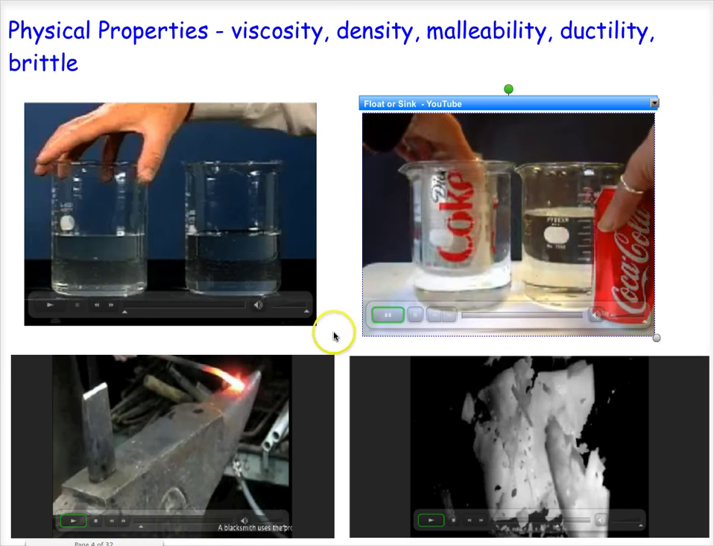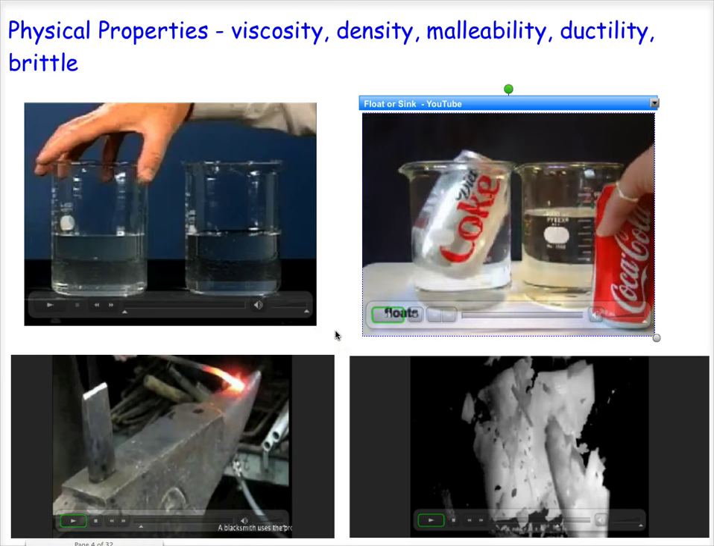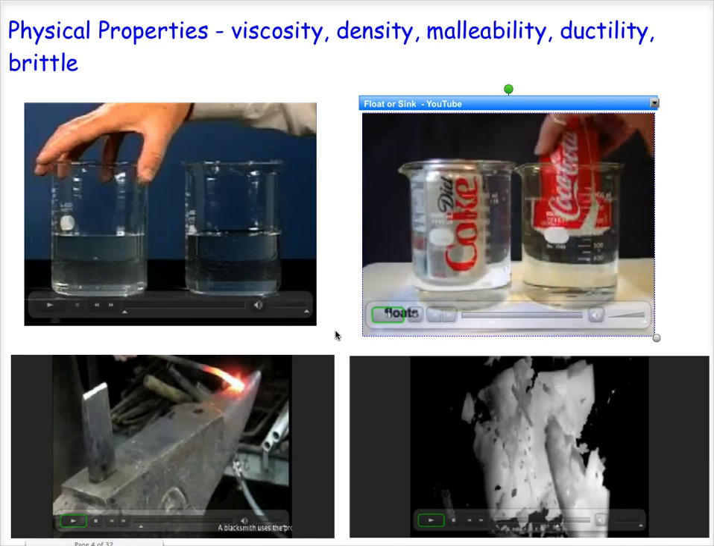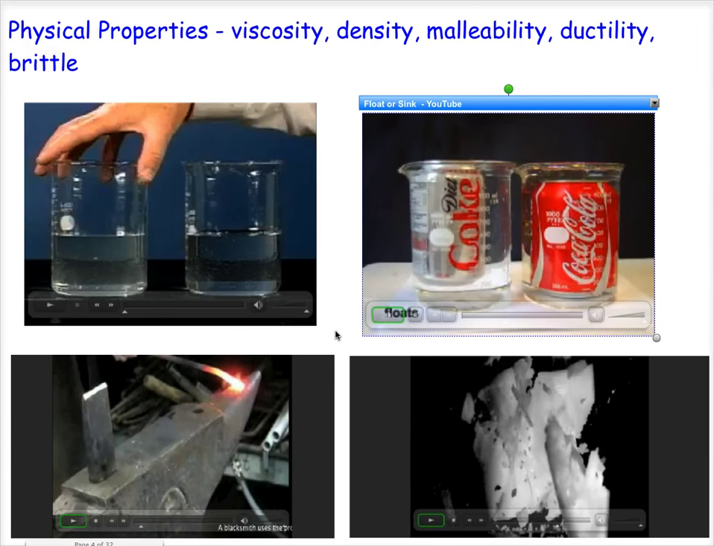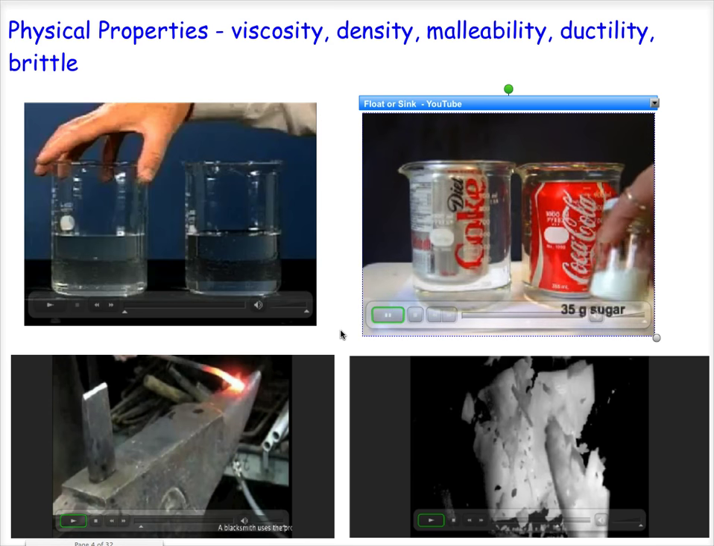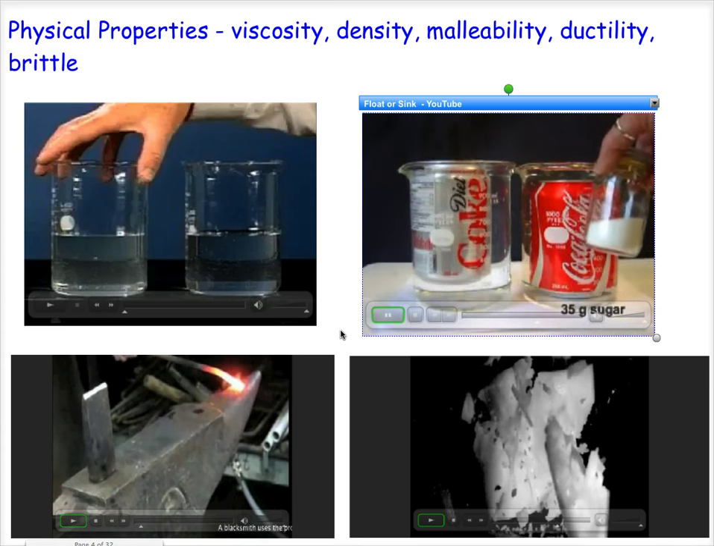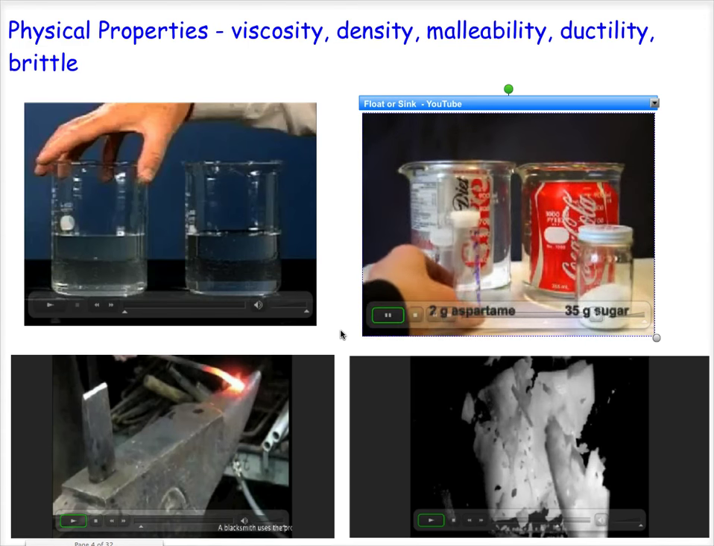Density. A can of Diet Coke will float in water, but a can of regular Coke will sink. The reason for this is the regular Coke has sugar in it, making that can on the right have a greater mass than the can on the left, which has no sugar, so it'll have less. The Diet Coke will have less mass, but notice they have the same volume, the same size can. So the sugar on the right will add more mass, making it more dense than the Diet Coke.